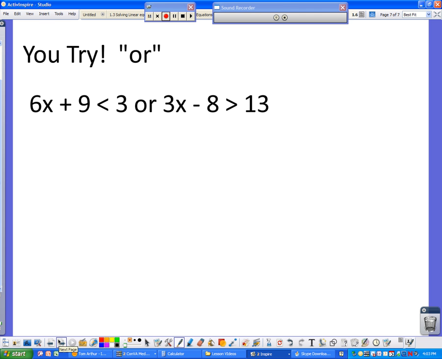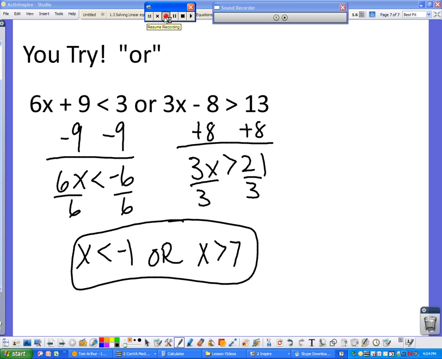Next one is a you try. So go ahead and pause the video at this time. Solve the inequality. When you're finished, restart the video and check your answer. Your answer should have been x is less than -1 or x is greater than 7.